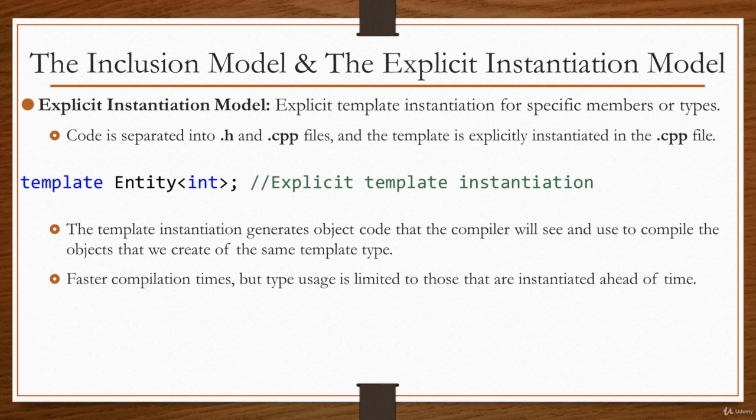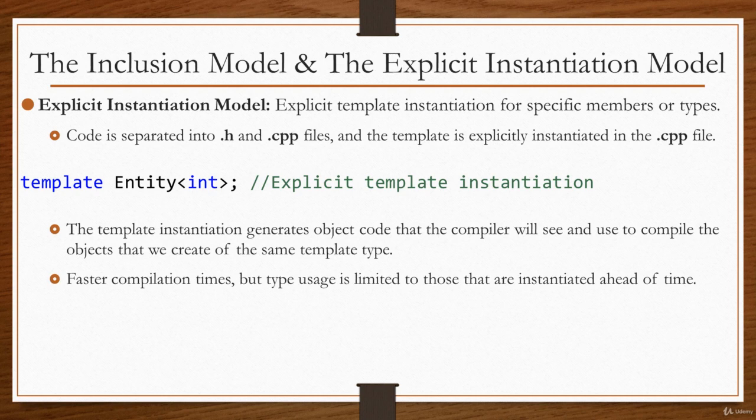Code is once again separated into .h and .cpp source files, and the template is explicitly instantiated in the .cpp file, typically at the end of the source file following the member function definitions. We have an example for the syntax of an explicit template instantiation. You use the template keyword followed by the name of the struct or class template, in this example, entity, followed by the explicitly specified type arguments between angle brackets.